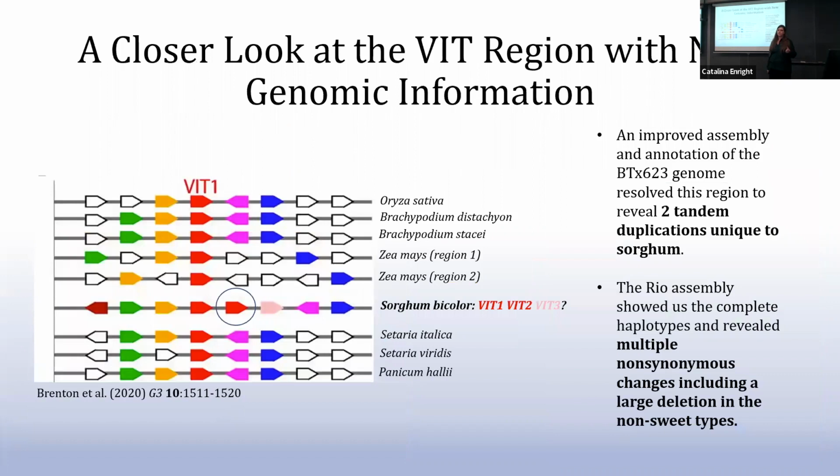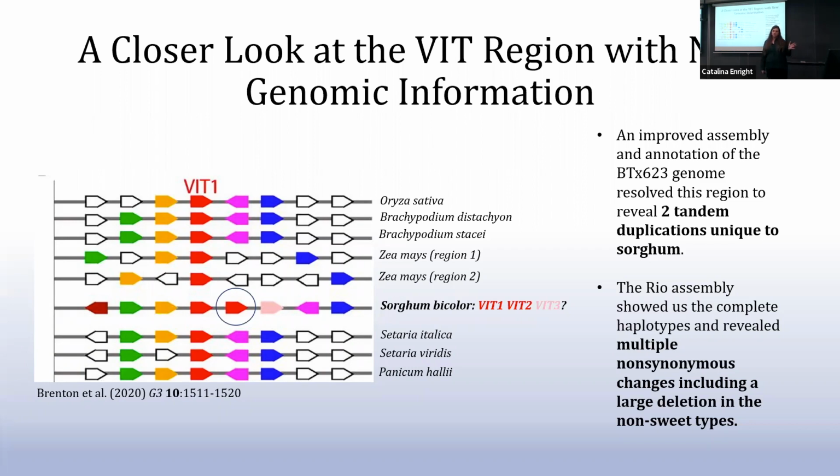But then a new version of the reference genome came out, and I created the Rio reference genome. And when we looked at this region again, it actually started to look more interesting, because what we could see now was a tandem duplication in the vacuolar iron transporters that only happens in sorghum. So everybody else has this one copy. Sorghum has a second copy. Here's where our GWAS candidate gene was. It's in that sorghum-specific copy.